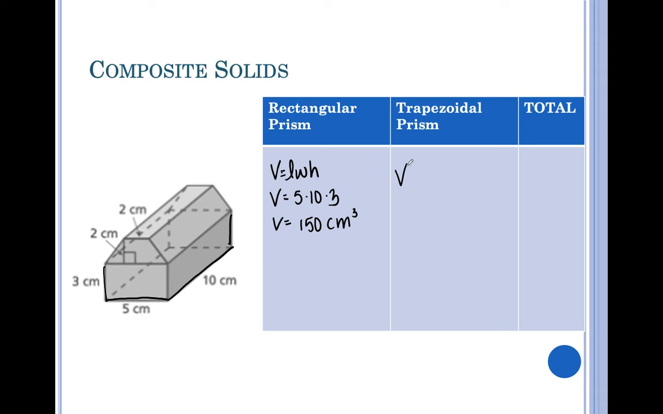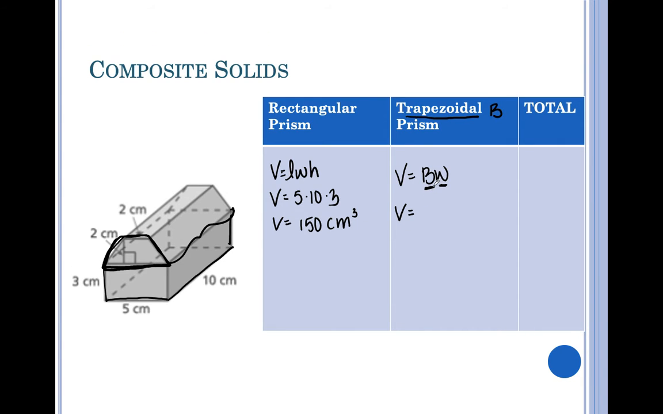Now for our trapezoidal prism, we will use that other formula that we discussed yesterday. Volume equals area of the base times the width. In this case, we are talking about a trapezoidal prism. That is our base. So we need to replace the capital B with the area of a trapezoid formula, because we're going to find the area of that trapezoid and then multiply the whole thing by the width of the entire prism, which is 10, to get the volume of the trapezoidal prism.